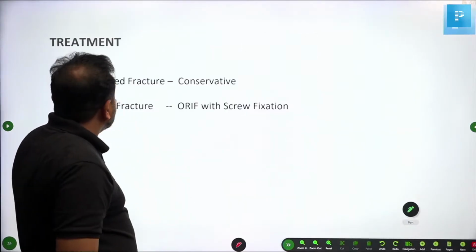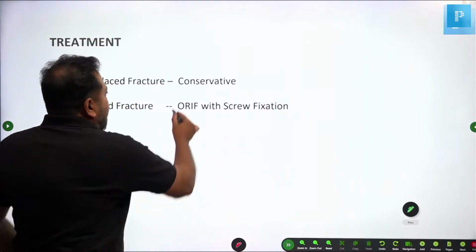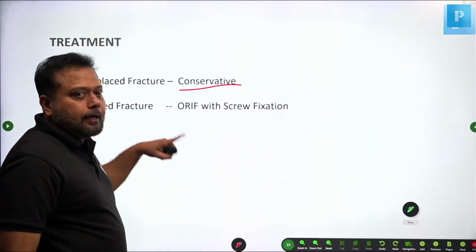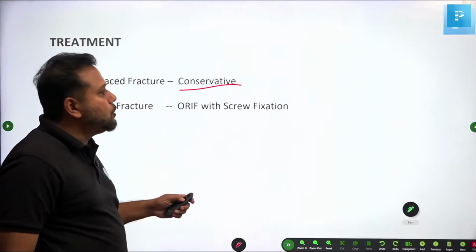That is enough. Treatment for undisplaced. Why are you classifying undisplaced? That is type 1, conservative, POP. More than type 1, that is type 2, type 3, type 4, open reduction and internal fixation with a screw.